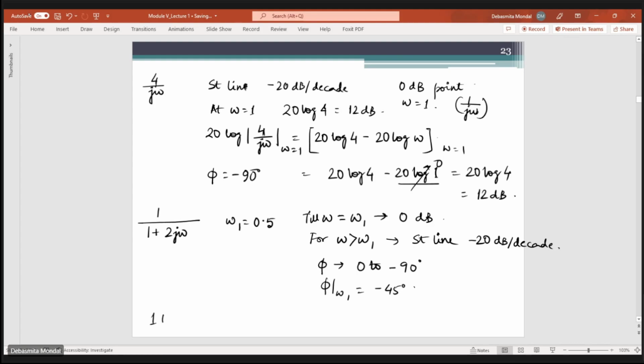Now the next factor is 1 plus 0.05j omega. Here the value of omega 2 is equal to 2. For omega less than omega 2, this is a 0 dB line, and for omega greater than omega 2, we will have a straight line with plus 20 dB per decade slope.